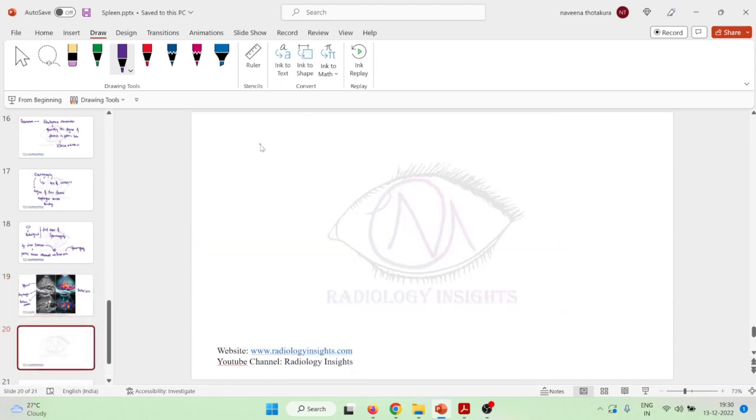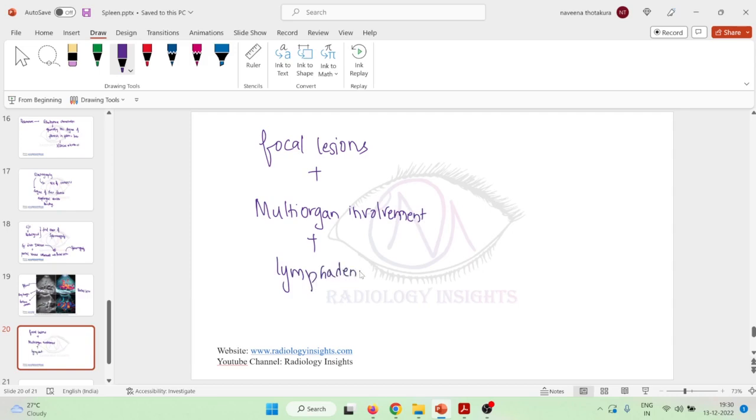Similarly, if you see focal lesions in any part of the body, along with multi-organ involvement, if many organs are involved, and if the patient has lymphadenopathy, that is, focal lesions with multi-organ involvement and lymph node enlargement, always suspect that there is some lymphoma associated with it.